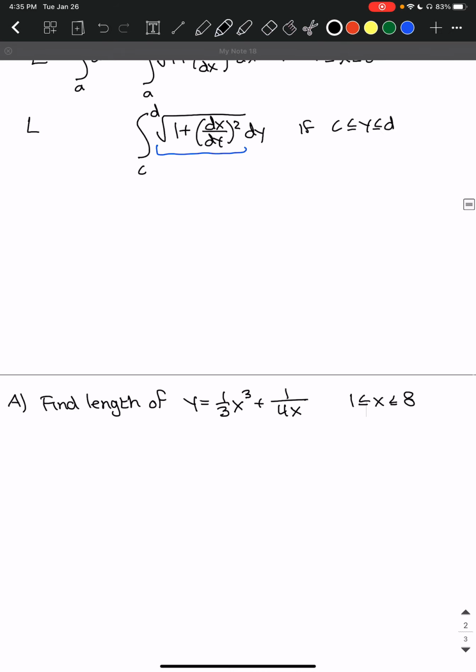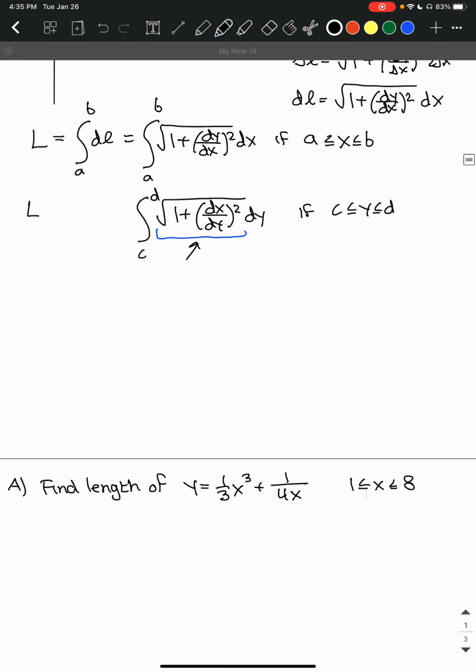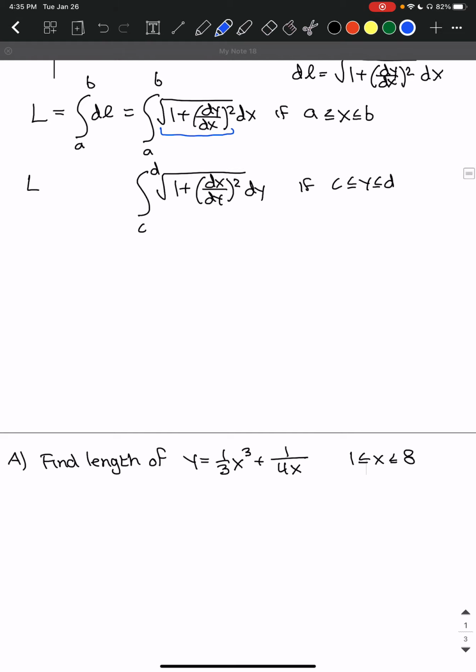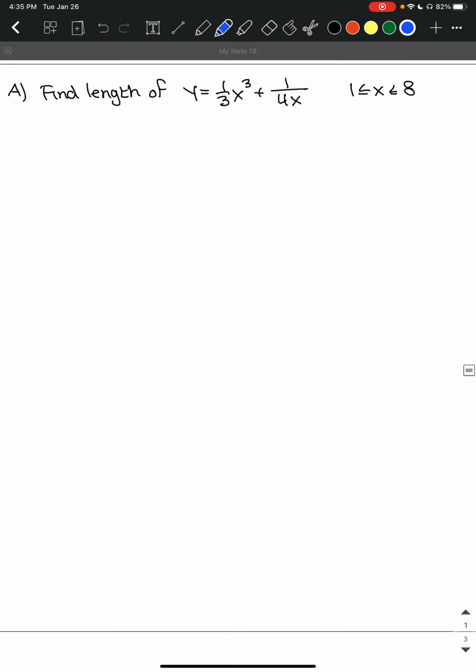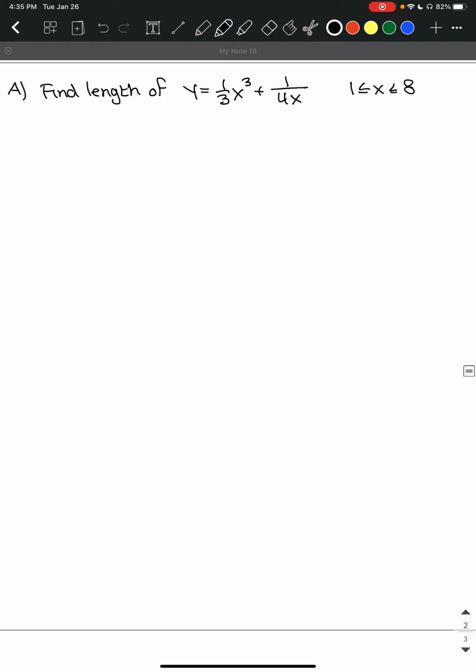So essentially what I'm going to do is I'm just going to find what this integrand is step by step. We're using the other one, the one up top, but same thing. I'm going to take this integrand step by step here and essentially just work out dy by dx. I'm going to square it, I'm going to add 1, I'm going to hope I get a perfect square, and then I'm going to do the integral at the very last step. Okay, so dy by dx is equal to x squared minus 1 over 4x squared.